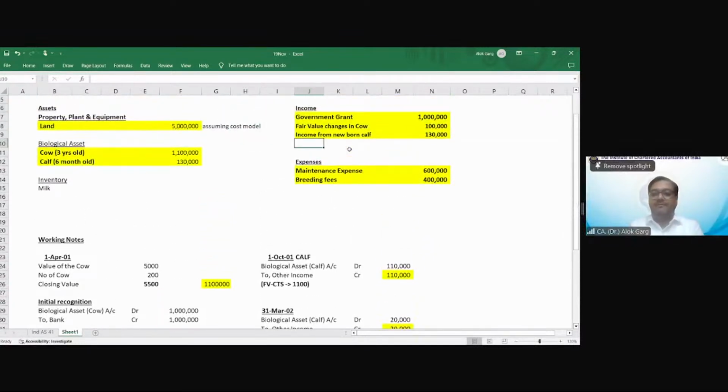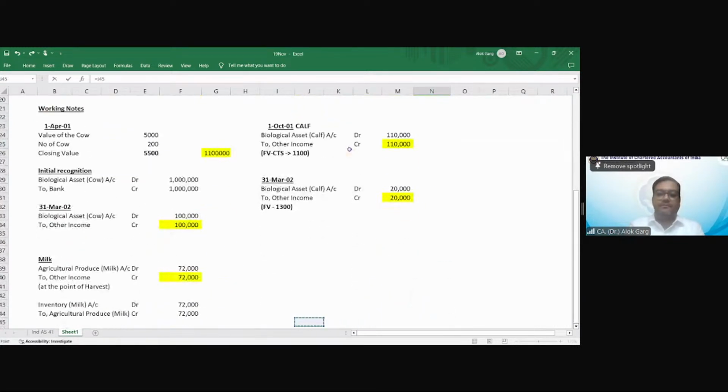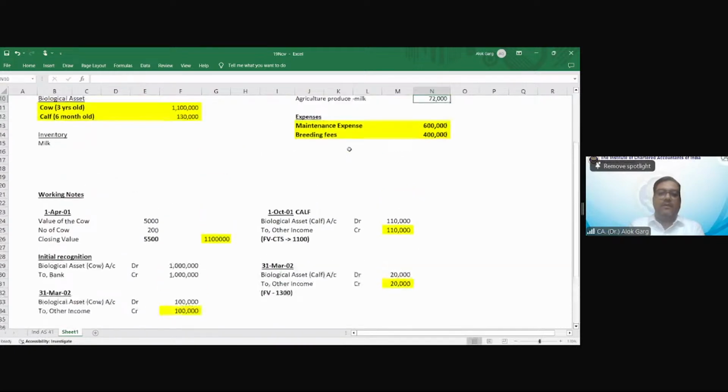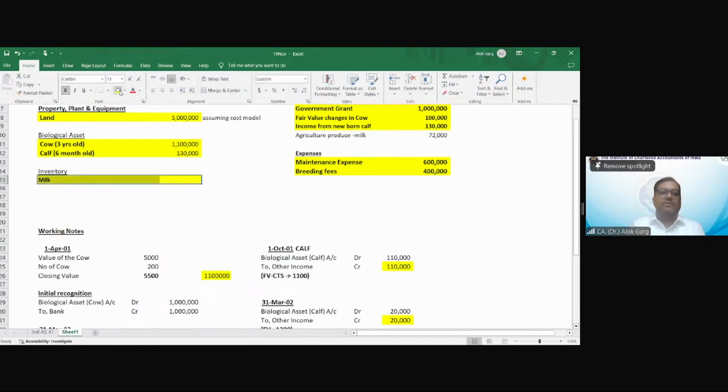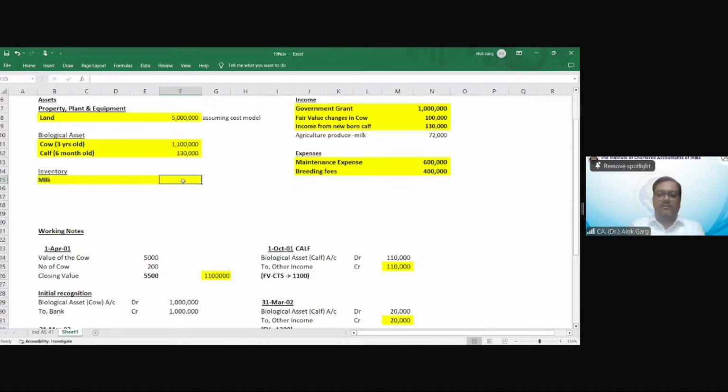Income from agriculture produce milk, 72,000. And this inventory is also 72,000, correct? This is also 72,000.